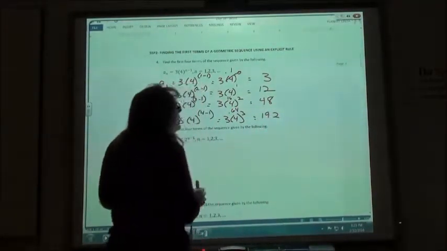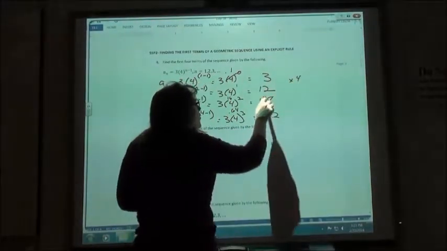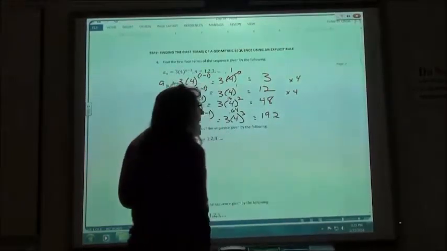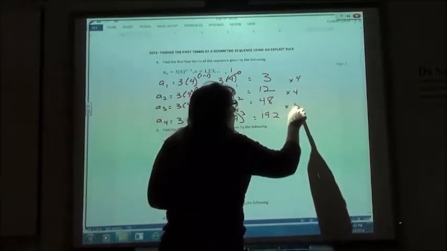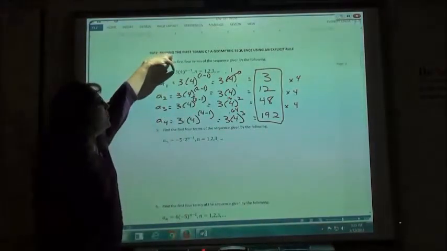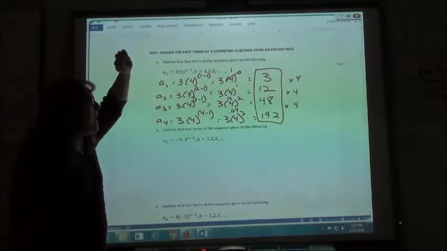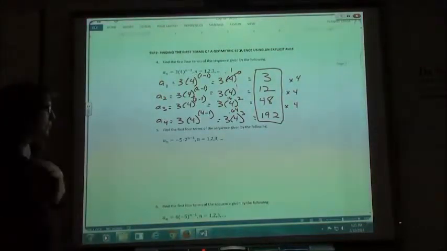So what happened is if I took 3 times 4, I would get 12. 12 times 4 is 48. 48 times 4 would be 192. So I started off with 3. I multiplied by 4 each time. Times 4, times 4, times 4, times 4.